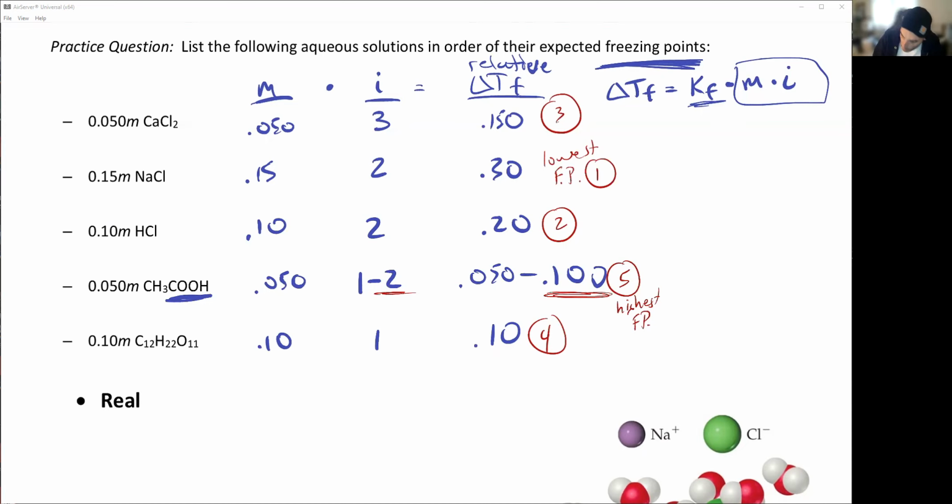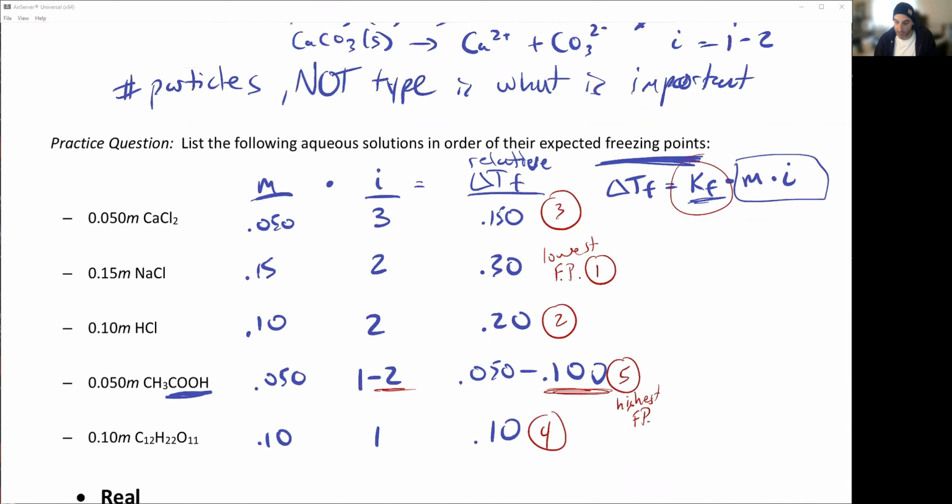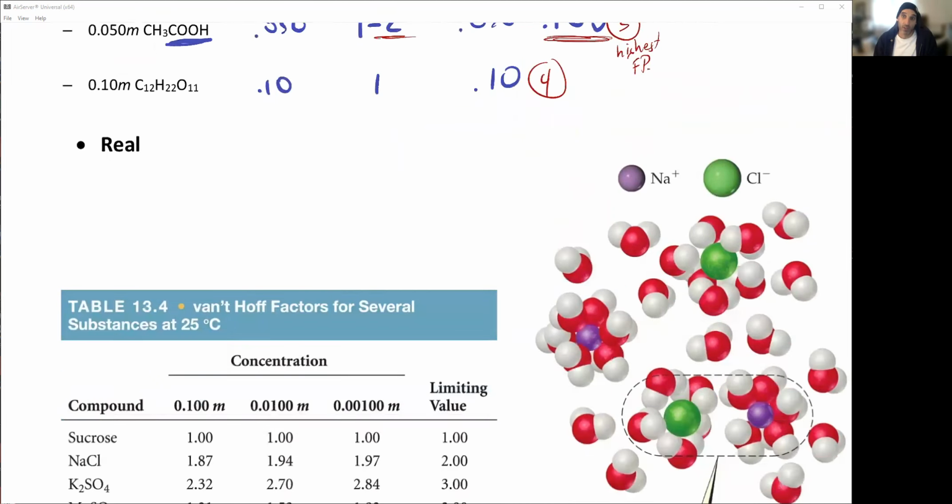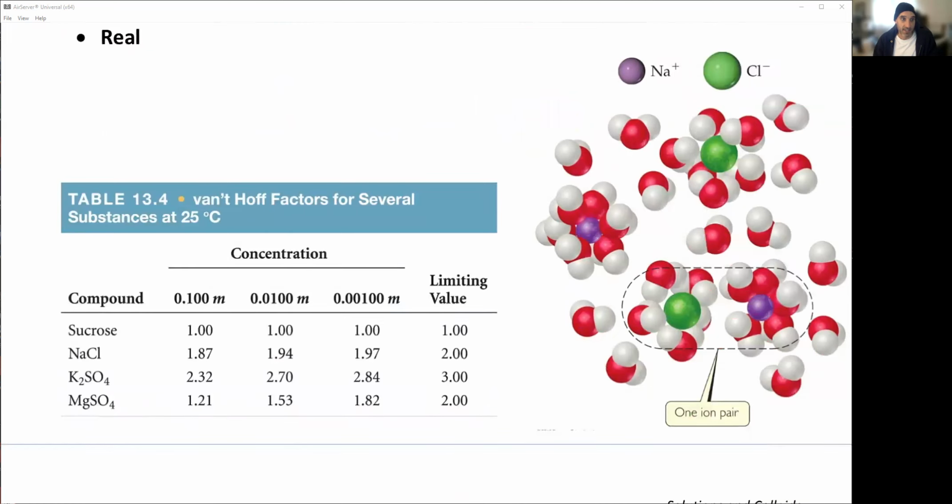That's what would be expected. Again, we're just multiplying by Kf to get the delta, and then you do the same thing, assuming this is an aqueous solution. So that's the idea. The ideal van 't Hoff factor gives you how many particles it's going to break into, and generally you're going to see that. The real van 't Hoff factor is based on the idea that these things can actually pair up. So what we have here is the formation of an ion pair.